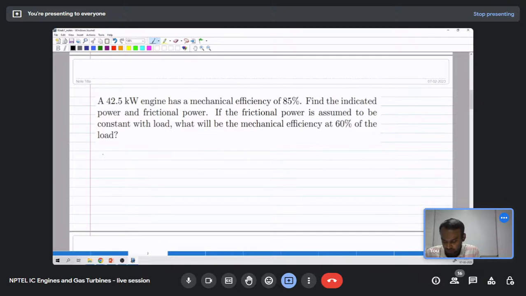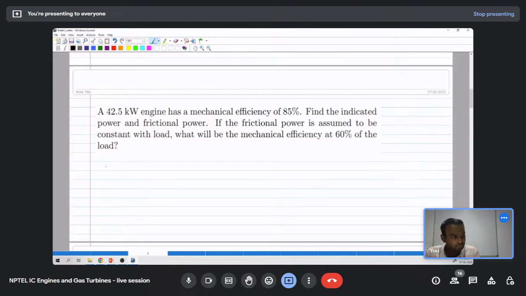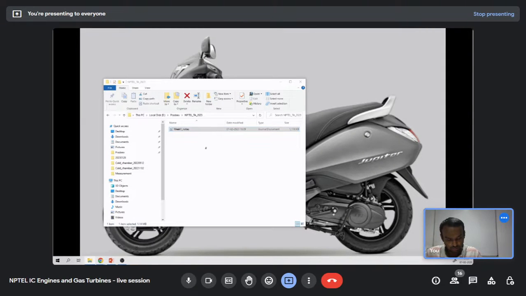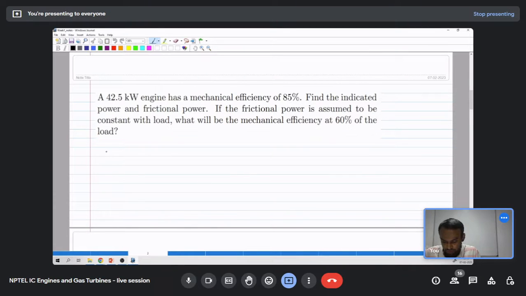42.5 kilowatt engine means that brake power is 42.5 kilowatt, and mechanical efficiency is 0.85. Now IP is 50 kilowatt. Okay, that's good.